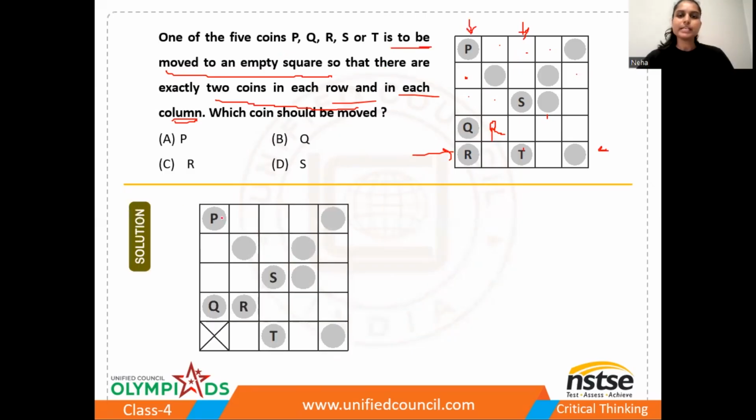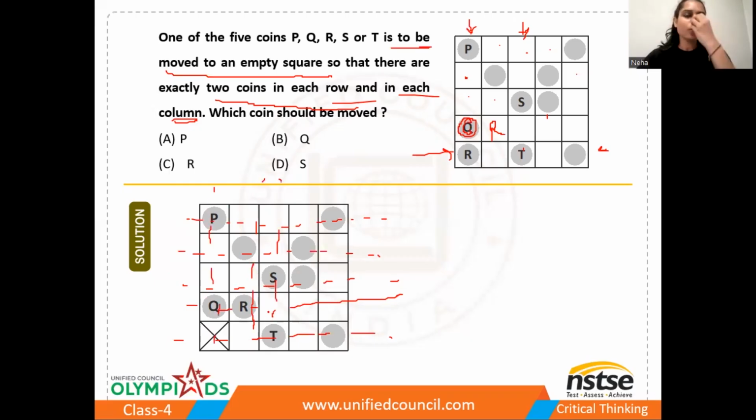Okay, so basically P is there. Yes, this is perfect because now we have 2 points in this row, correct? But we have only 1 point in this row. So to make it equal, I can just move R to here. Now we have 2 points in this row and 2 points in this row. That's it. Now in the column you can also check, right?